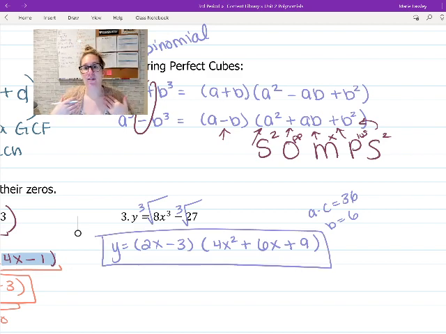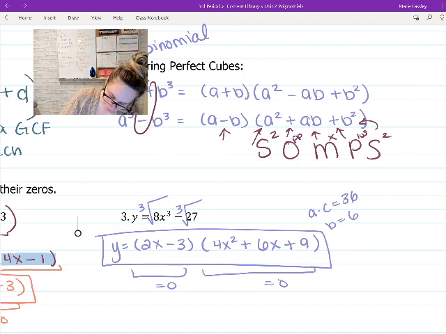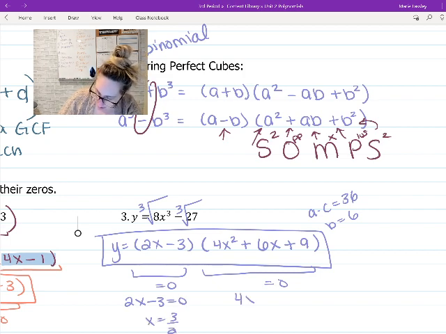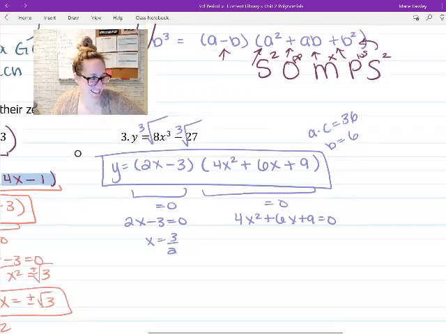All right, so now we have to do the second part of the problem, which says to find all of the zeros. We're going to take each piece equal to 0 and solve for x. This one's easy, x equals 3/2. This one, not so easy, because since that doesn't factor, that means I have to do the quadratic formula. All right, let's do it.